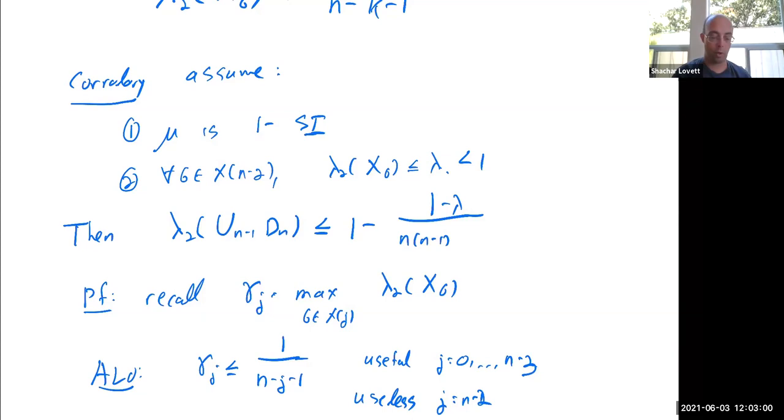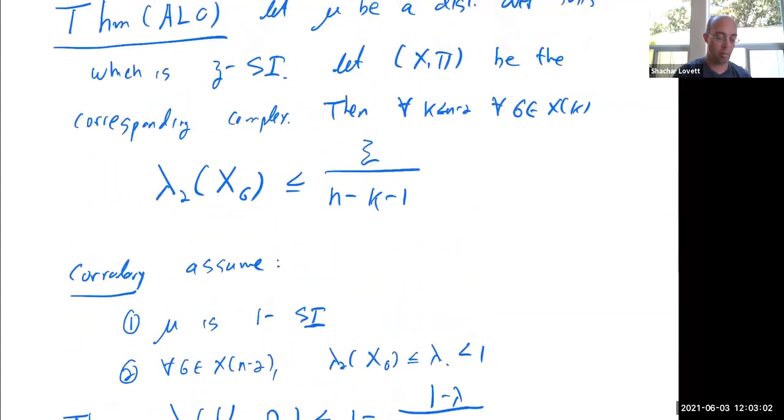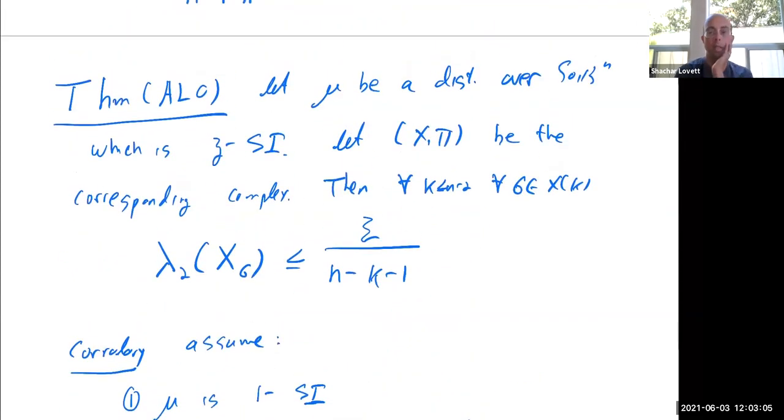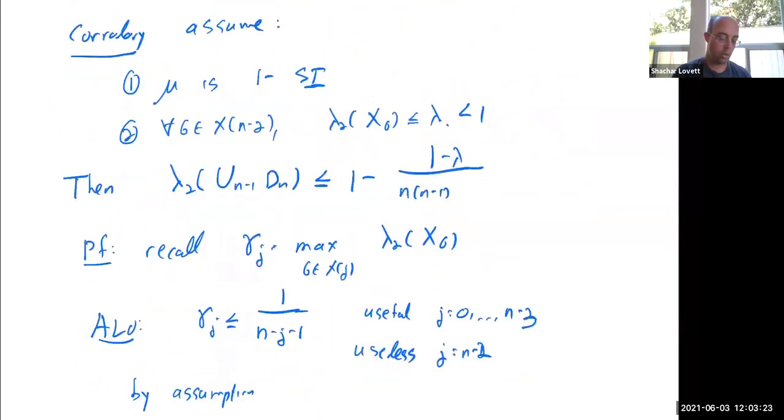So the only thing left for us to do, and we'll only skim through the proof, is proving this ALO theorem. Any questions before I do that? Okay. So now, the last piece of it.